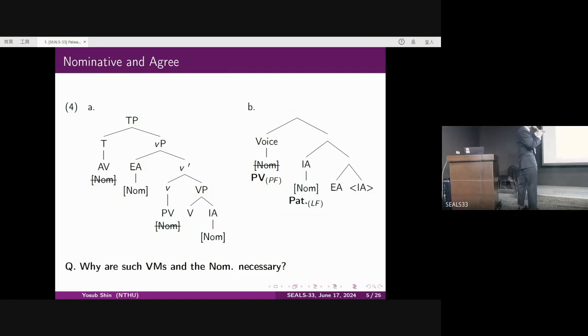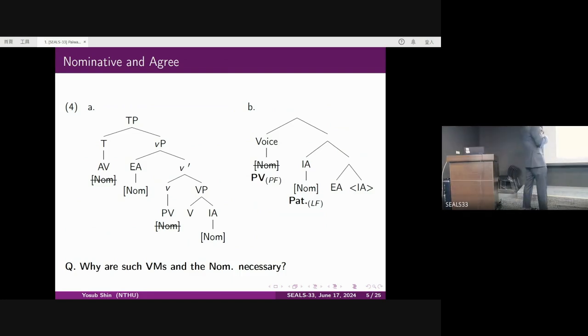And the voice marker at T will be spelled out as the actor voice, not because it agrees with an agent, but because it carries the T categorial feature. On the other hand, if it's introduced at the small v head, it will assign the nominative case to the internal arguments, and it will be spelled out as the patient voice because it carries the small v feature. So this is the second assumption that I'd like to make about the nominative case assignments.